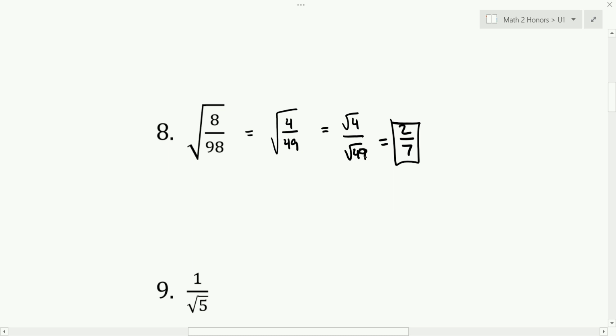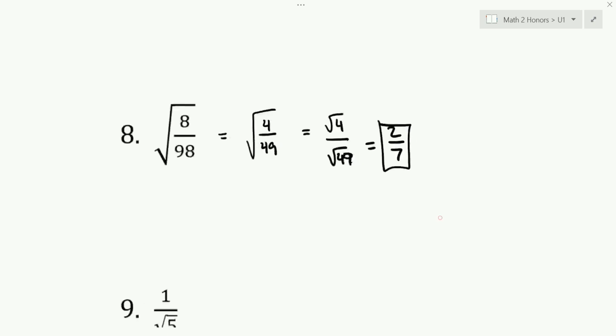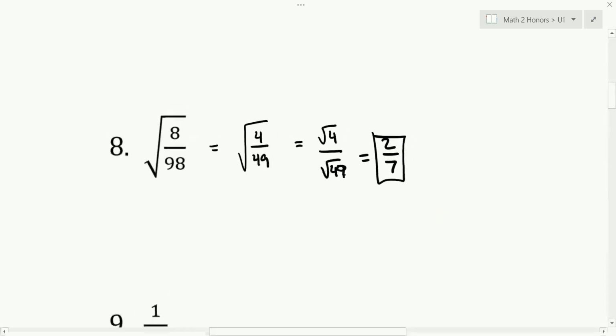49. How do I get rid of? Well, what's the square root of 4? Square root of 4 is 2. Because what does the square root mean? Yeah, because the square root's asking what numbers. This is asking what number squared equals 4. Answer is 2. This is asking what number squared is 49. Answer 7.